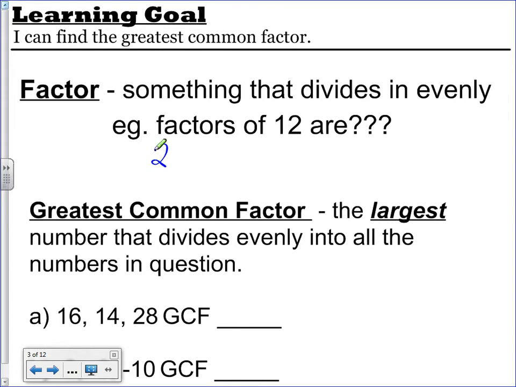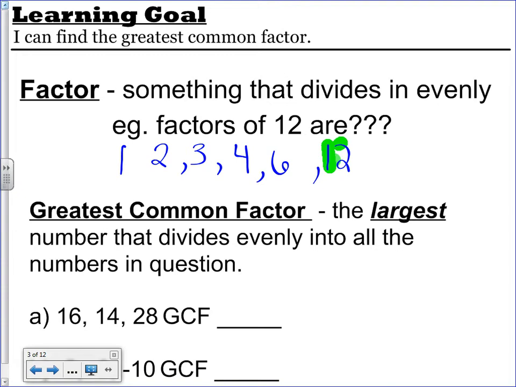What else is another factor of 12, Laura? 4. Yep. 4 is a factor of 12. What else, Jericho? Good. What else is a factor of 12? Austin? Yep. Ooh. What else is a factor of 12? Zach? 6 is a factor of 12. I have one more factor. What is it? Caitlin? 1. Okay, those are all my factors of 12.